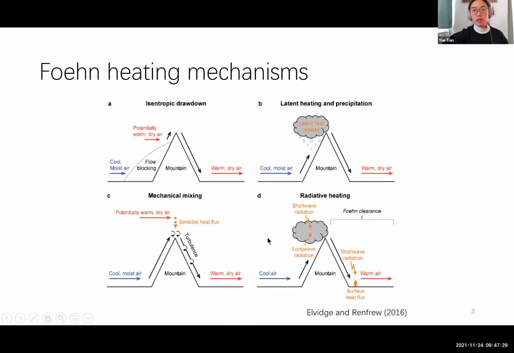And this type D, we call it radiative heating. That is when we have a type B foehn, on the downstream side, we call it foehn window or foehn clearance, it's very dry, so there's no cloud, very sunny, so the solar radiation is able to heat up the ground and erode the cold pool from bottom to top, and then it allows the foehn flow to descend to the valley bottom.